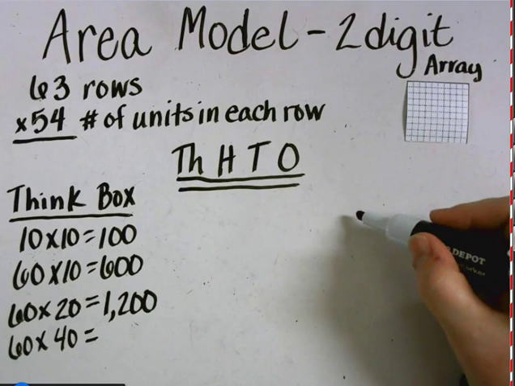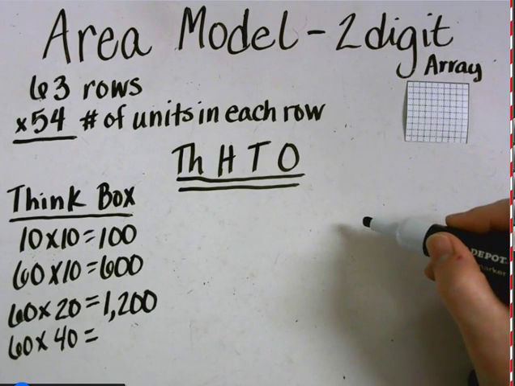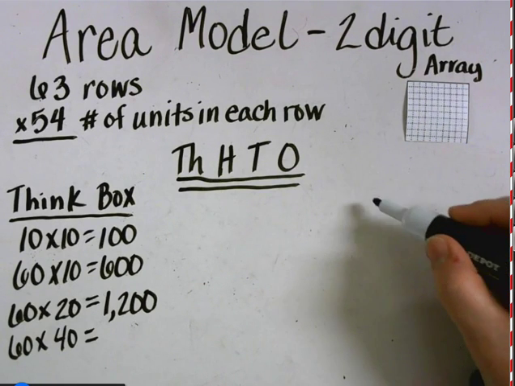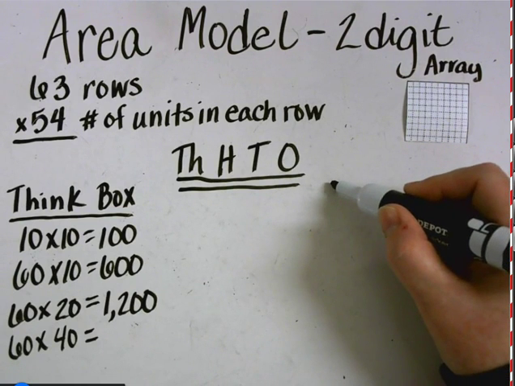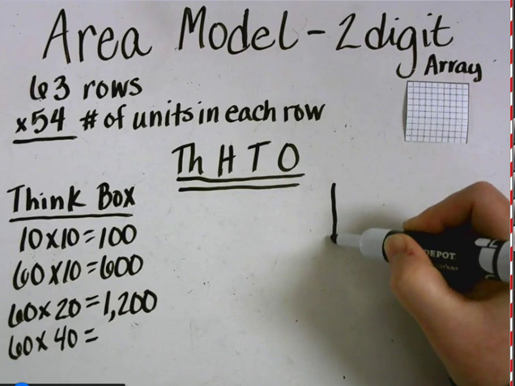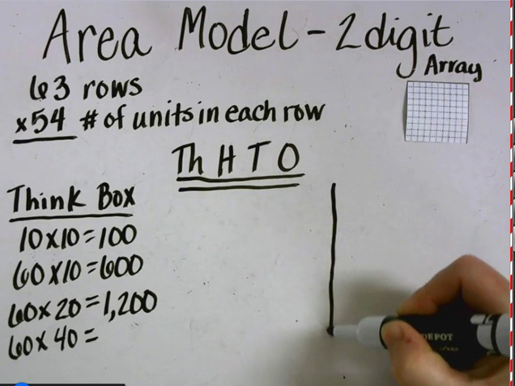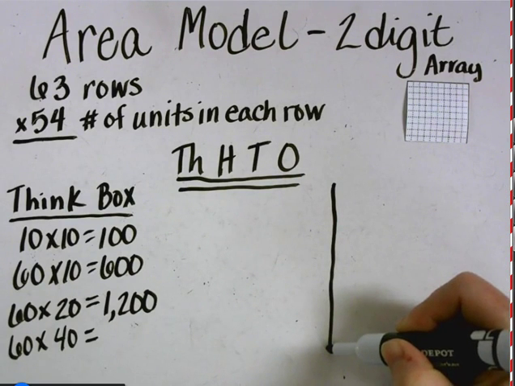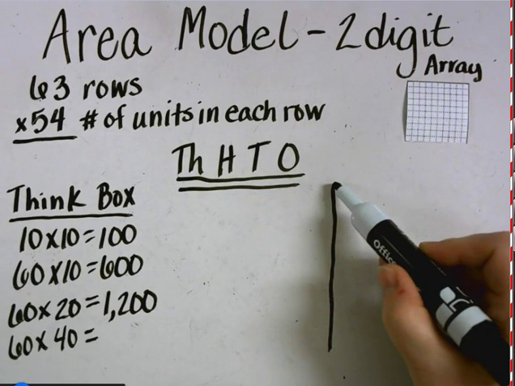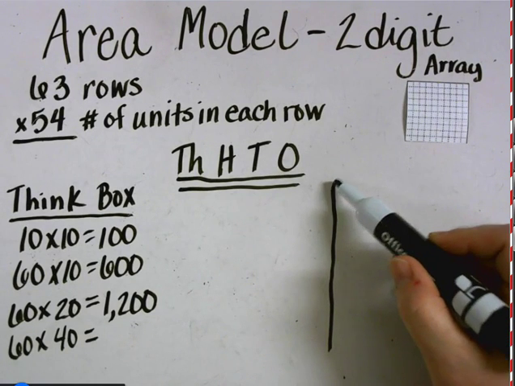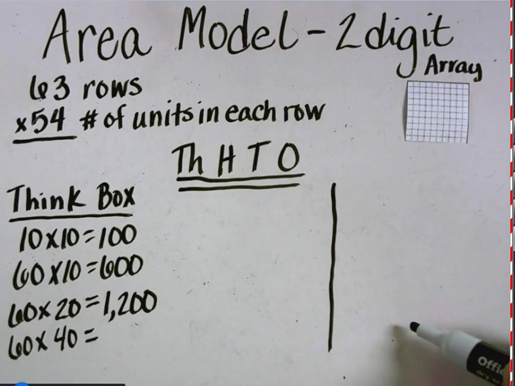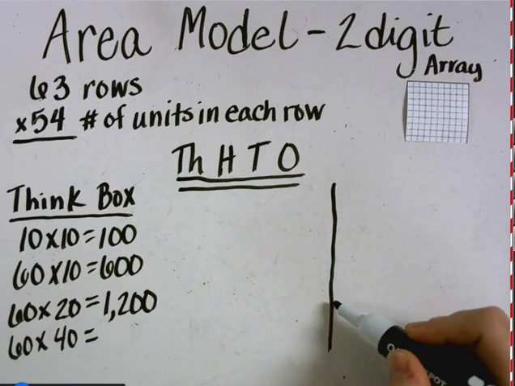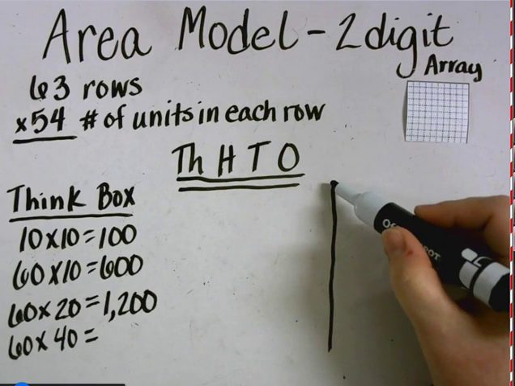So I'm going to get started with the first factor, which is 63 rows. So I'm going to be thinking as I'm drawing down, starting up here, and I'm drawing down, I'm actually creating 63 rows. When I do that, I have to think about my place value as how many rows am I going to create until I stop.